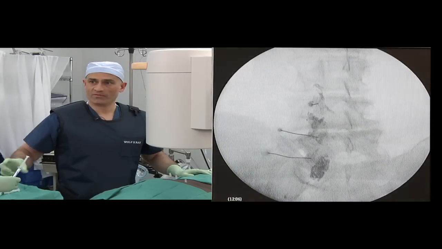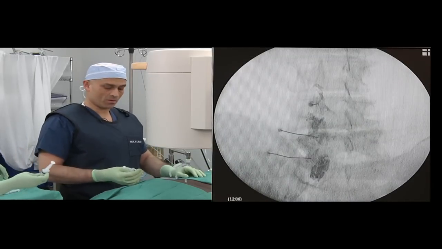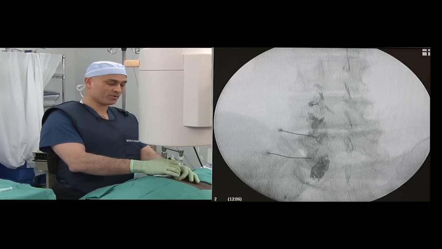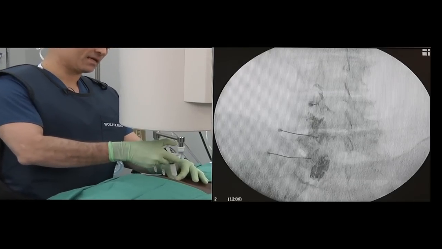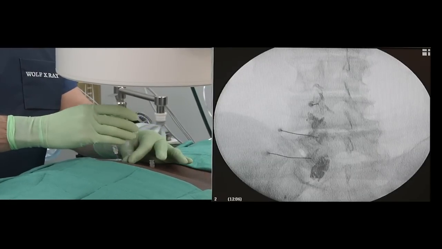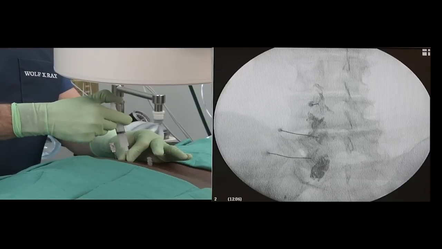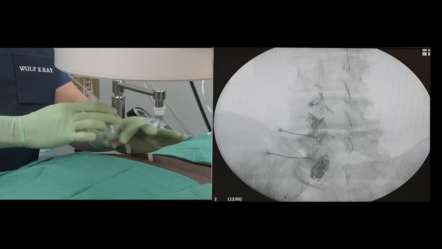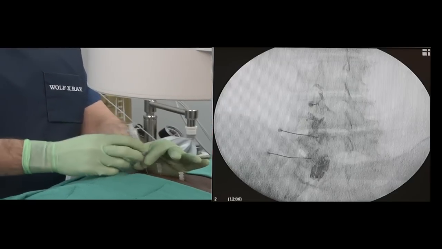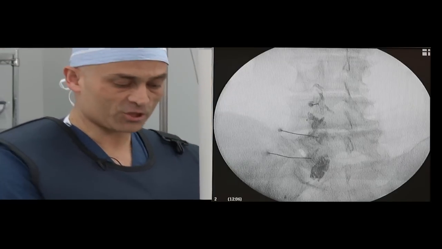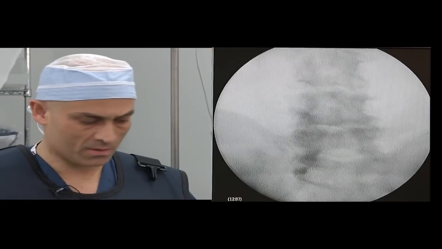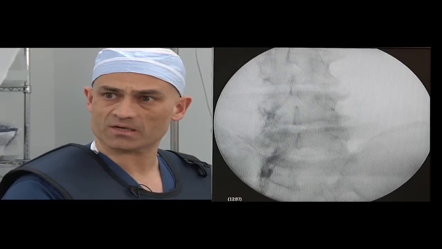Having confirmed correct placement within the joints, the therapeutic solution, which contains an anti-inflammatory called depomedrol with some local anesthetic, is then injected into the joint space. The needles are then withdrawn from the patient's left-hand side, and the procedure is commenced on the patient's right-hand side.